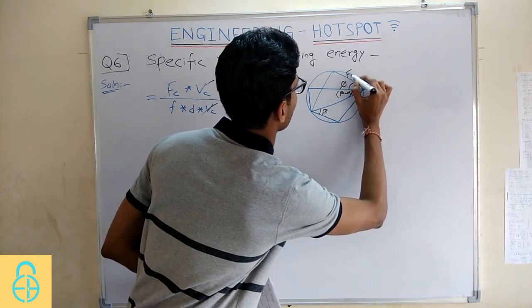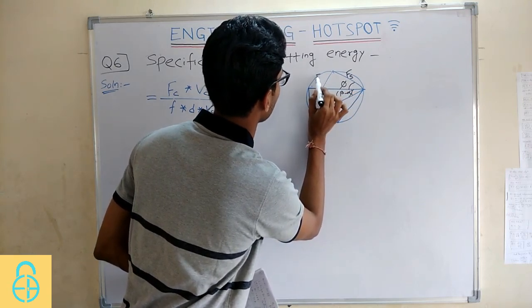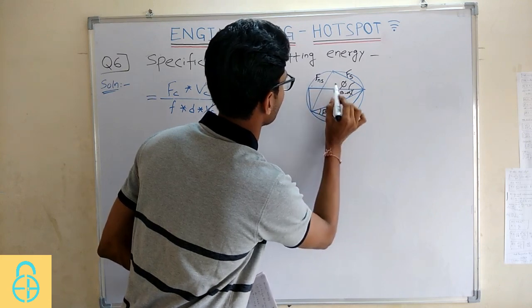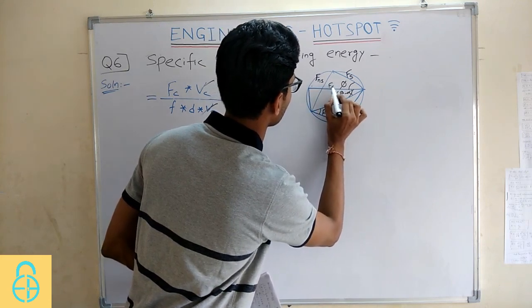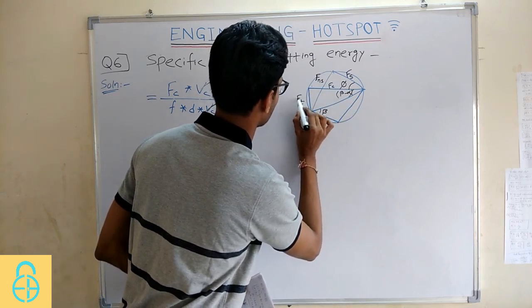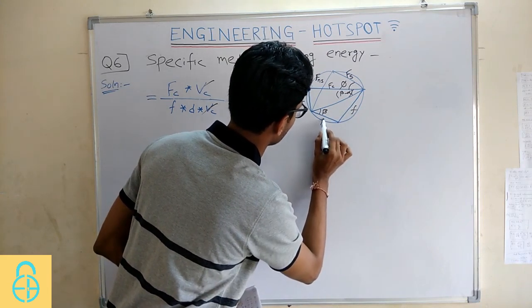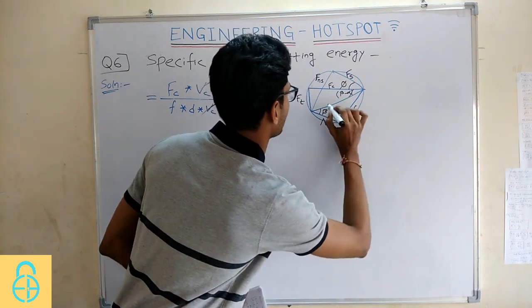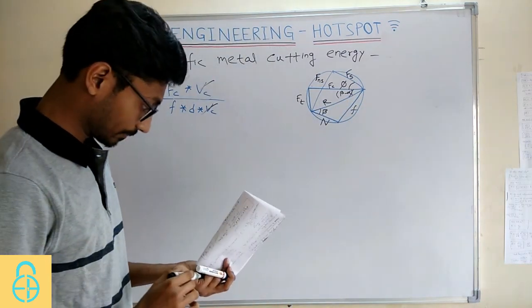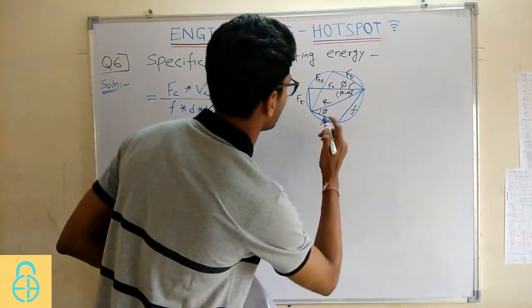This force will be Fs. This will be perpendicular to Fs. That will be F into Ns, you can write. This will be Fc. This will be Ft. This will be F, this will be N, and this will be T resultant. Hope you can see.